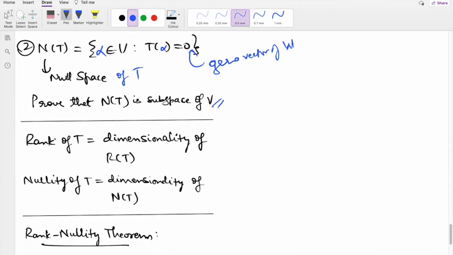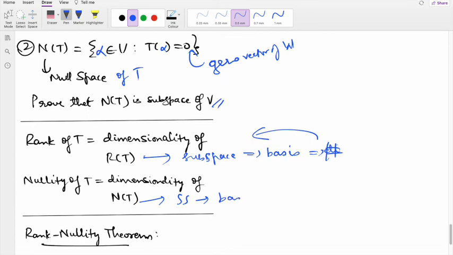Now I define the rank as the dimension of R of T. R of T is a subspace, which means I can define a basis over it. Its dimension, the number of elements in this basis, is the dimensionality of R of T. In the same way, N of T is also a subspace, so I can find a basis for it, and the number of elements in that basis is the dimensionality of N of T. That is called the nullity of T, and this is called the rank of T. So rank of T is the dimensionality of the range of T, and nullity is the dimensionality of N of T.